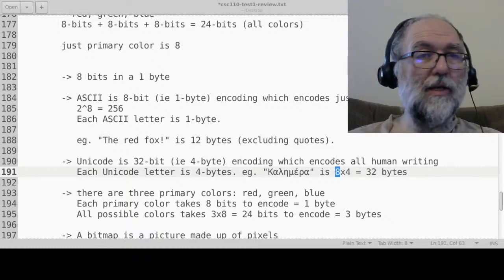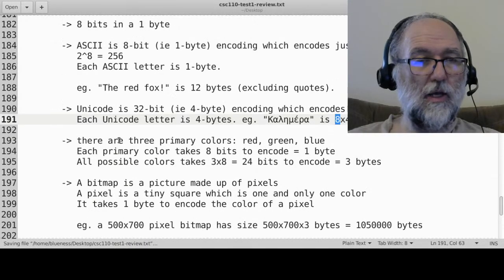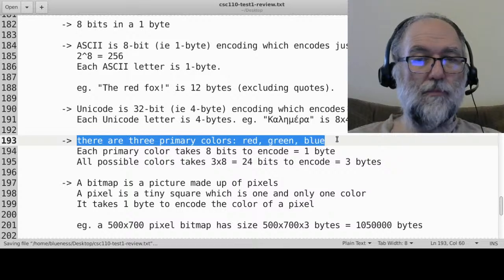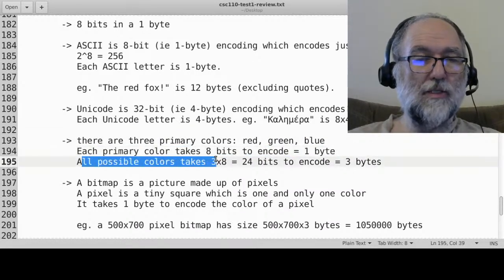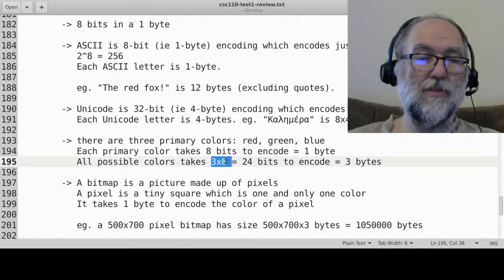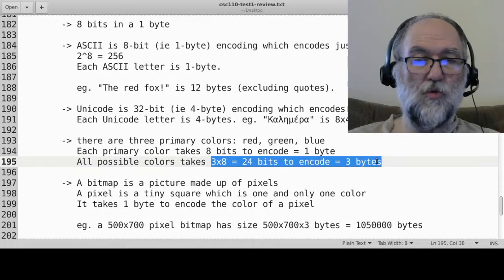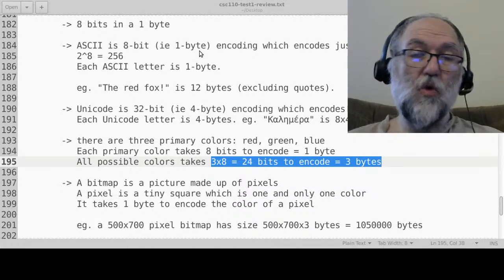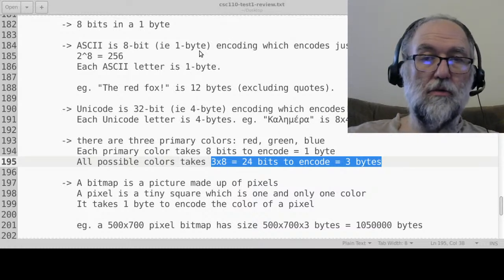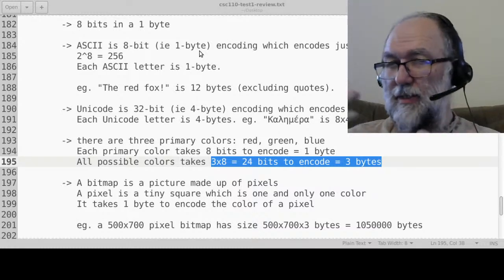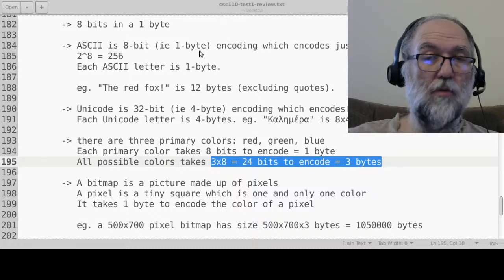And I think I already said this about the primary colors. There are 3 primary colors. Each primary color takes 8 bits, so that means all possible colors is 3 times 8, or 24. With 24 bits you can cover all colors, or with 3 bytes you can cover all colors. Remember, 3 bytes means exactly the same as 24 bits.